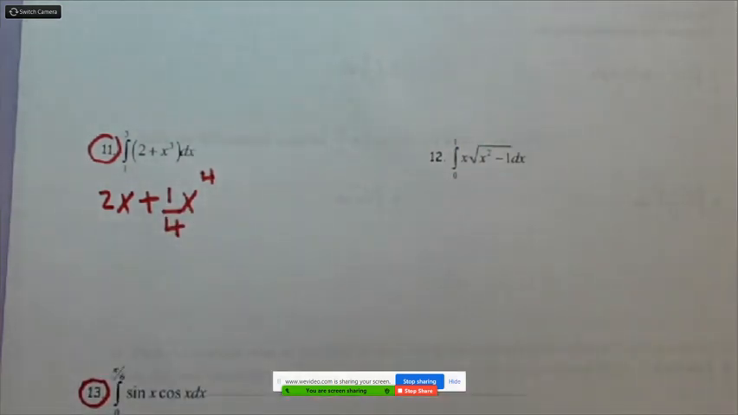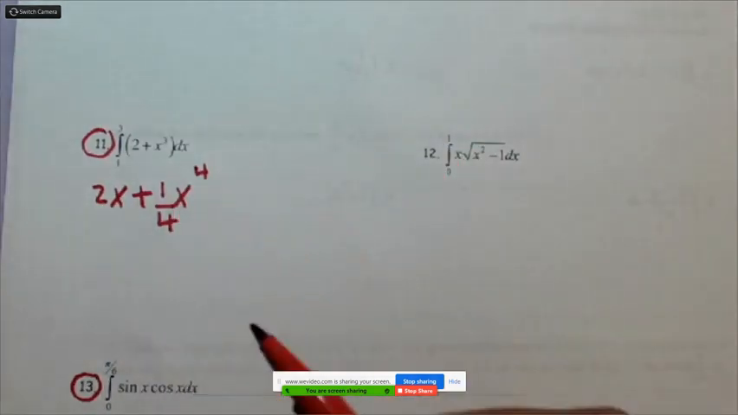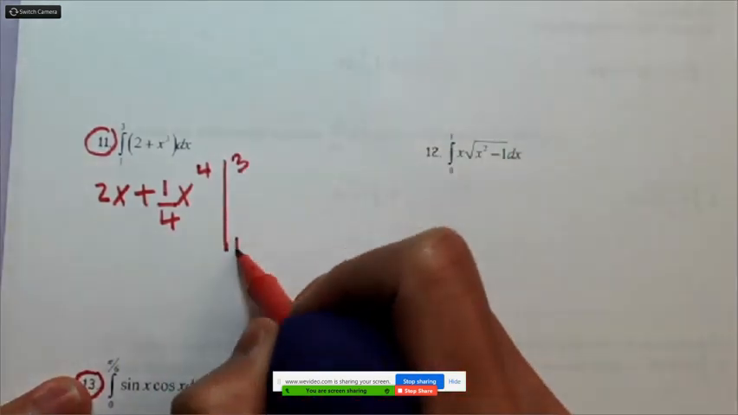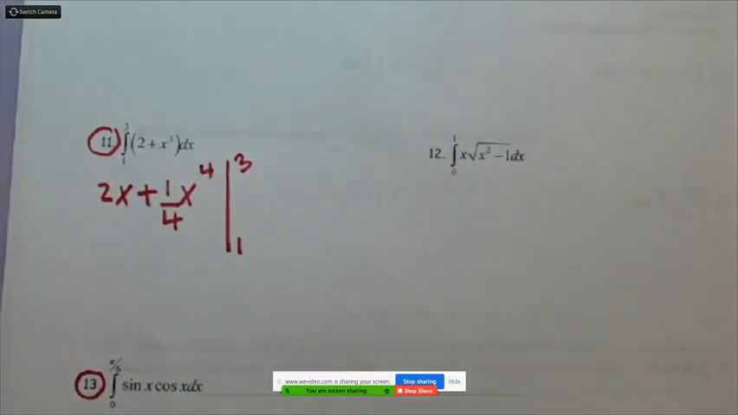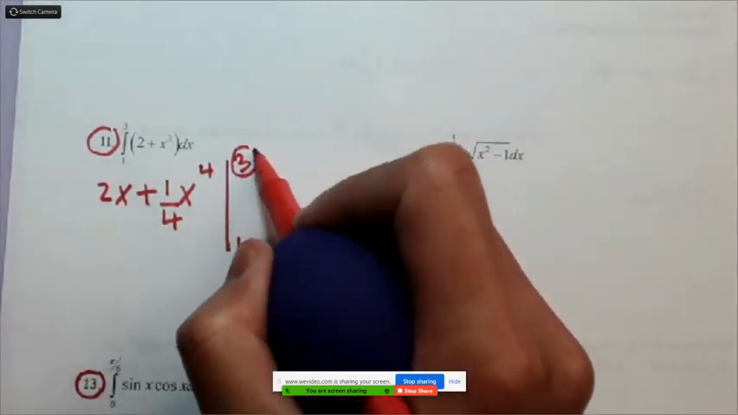Now, do I need plus c since it's bounded? If I have a bound, you don't need plus c. So what I'm going to do from here is simply go ahead and say my bounds are 3 as my upper and 1 as my lower. And I know we used our bracket last time. Use the bracket if you want to. It does not matter.